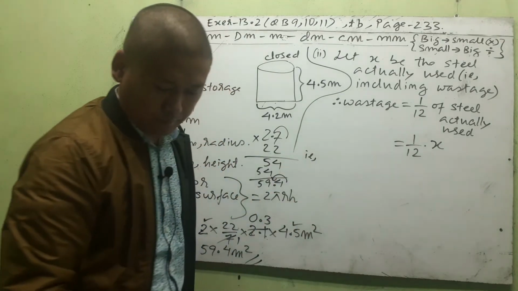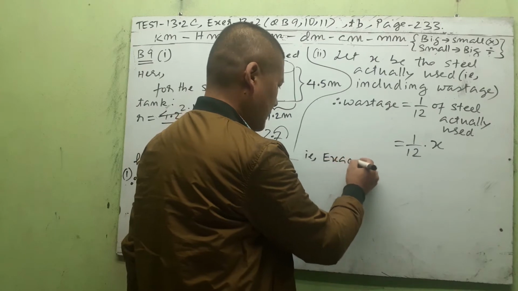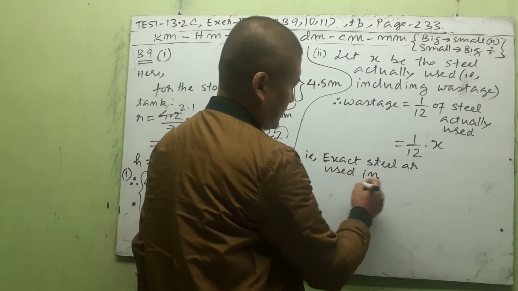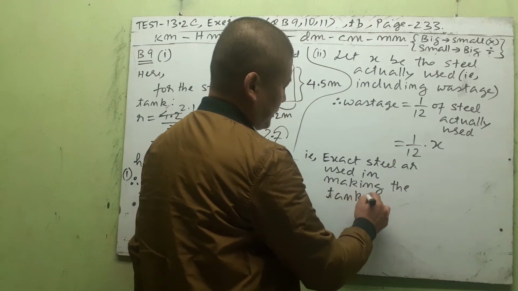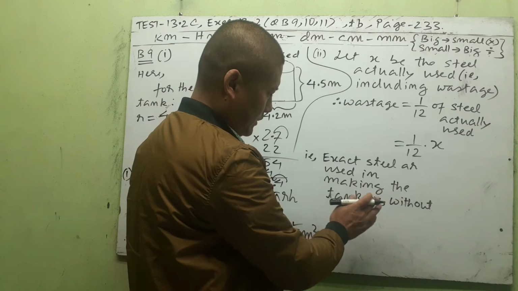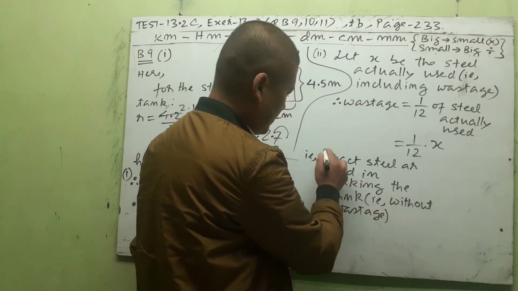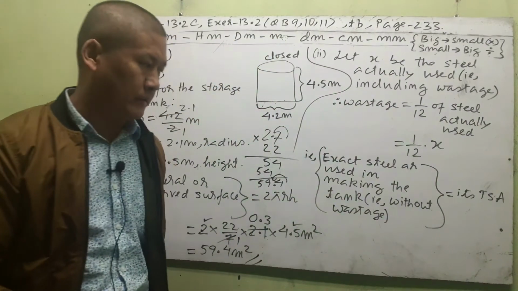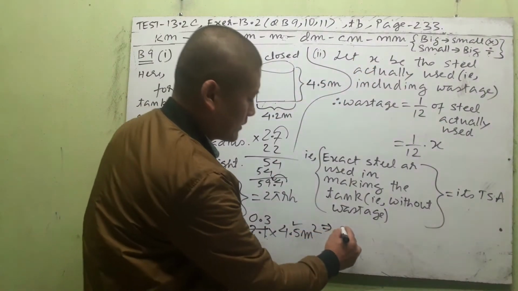That is, the exact steel used. If you want to put area, the steel area used in making the tank. What we mean here is without wastage, exactly fitting the tank and no wastage included. That's the exact steel area used in making this tank, that is without wastage. By our common sense, we also know that it will be equal to its total surface area.